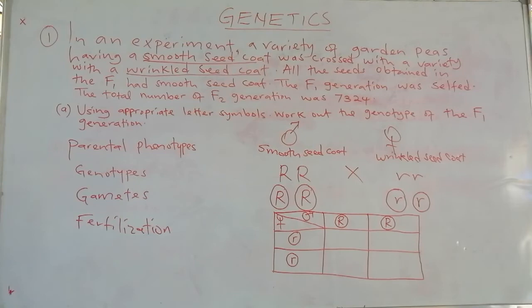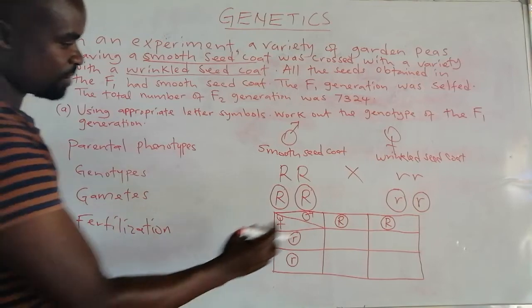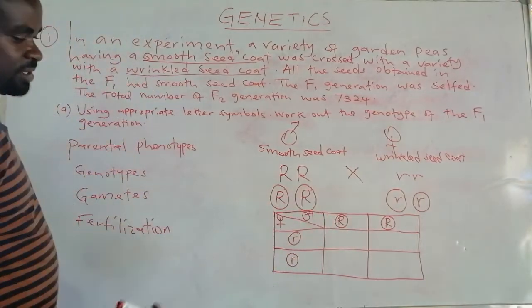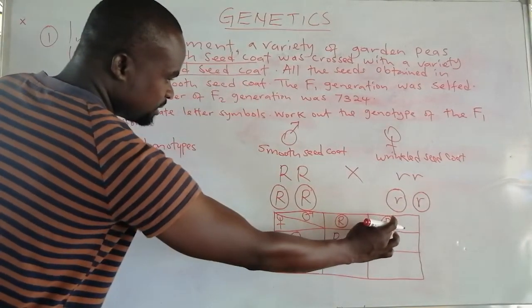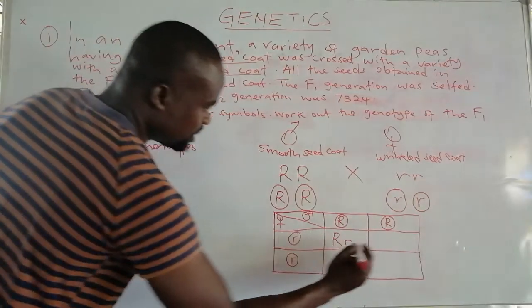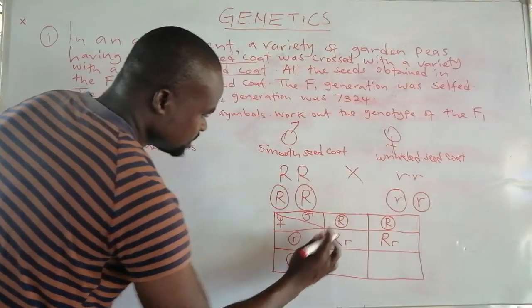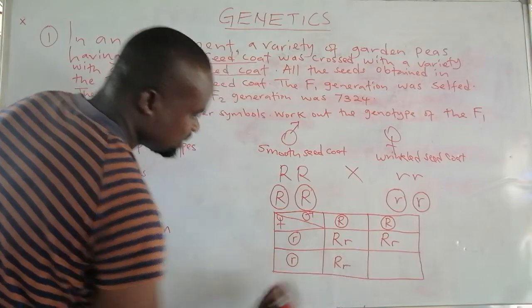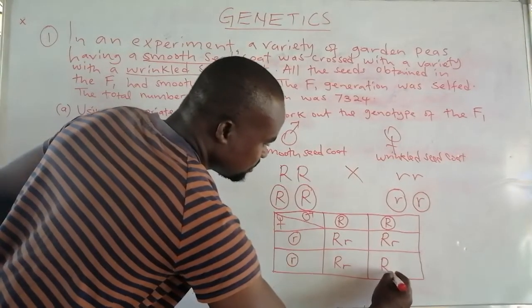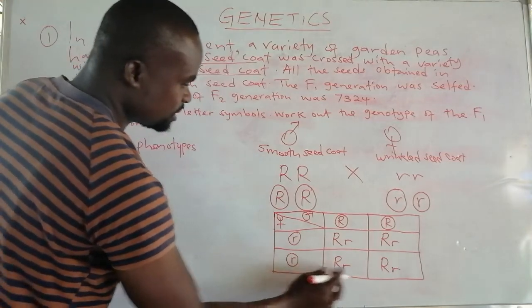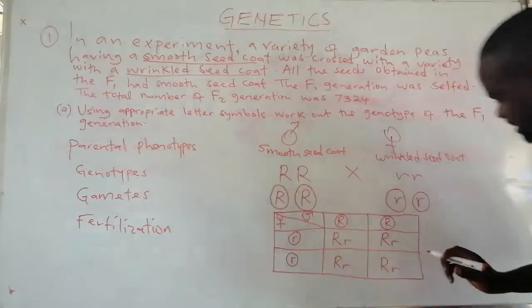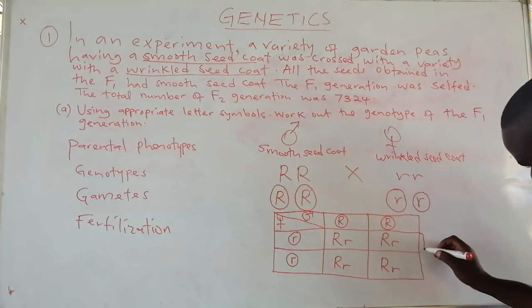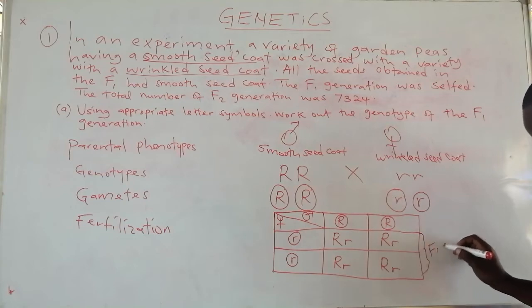So after drawing that and indicating your gametes, we are going to start our fusion, where we have this gamete fusing with this one to give us this. Then this other gamete will also fuse with this to give us that. This one with this will give us that. And lastly, we'll have this fusing with this other one to give us the last one. Now, when we look at this, these are what we call F1 generation.